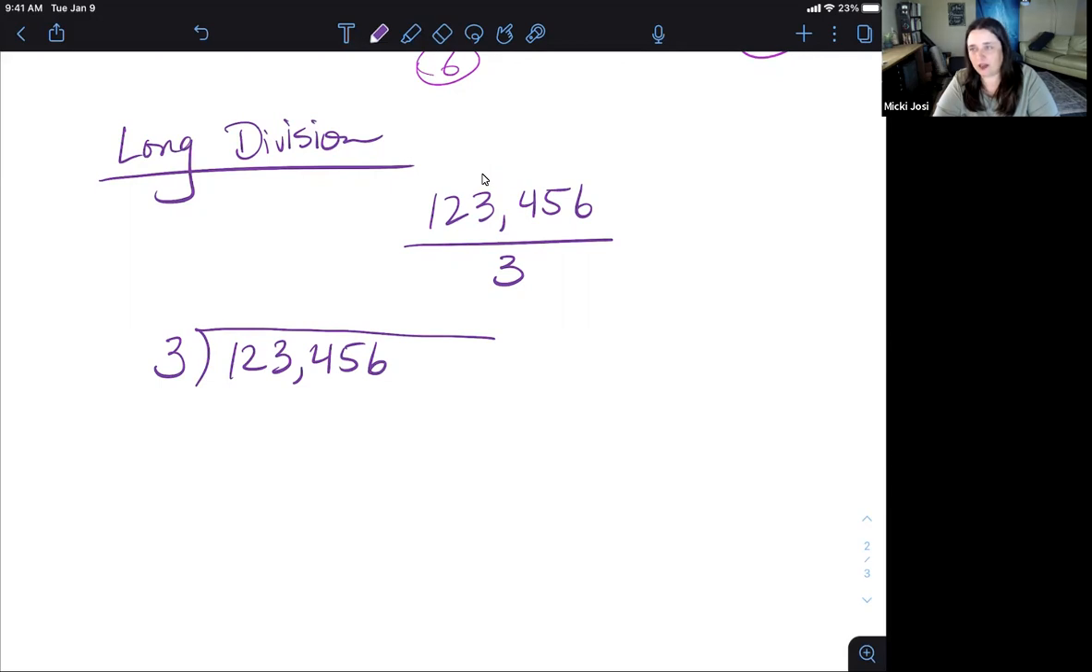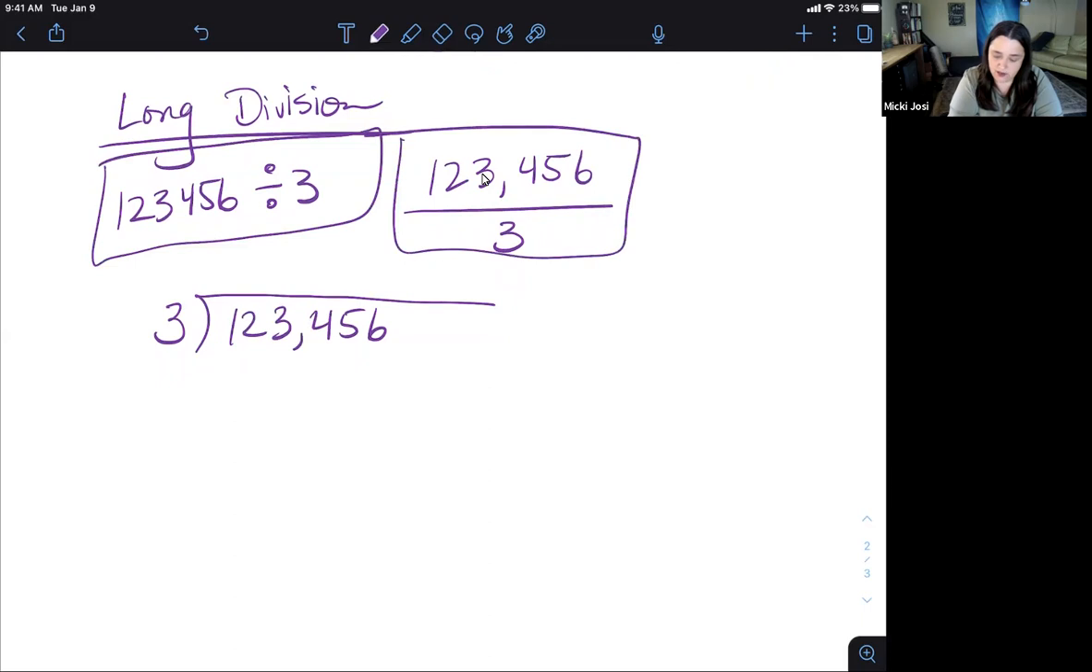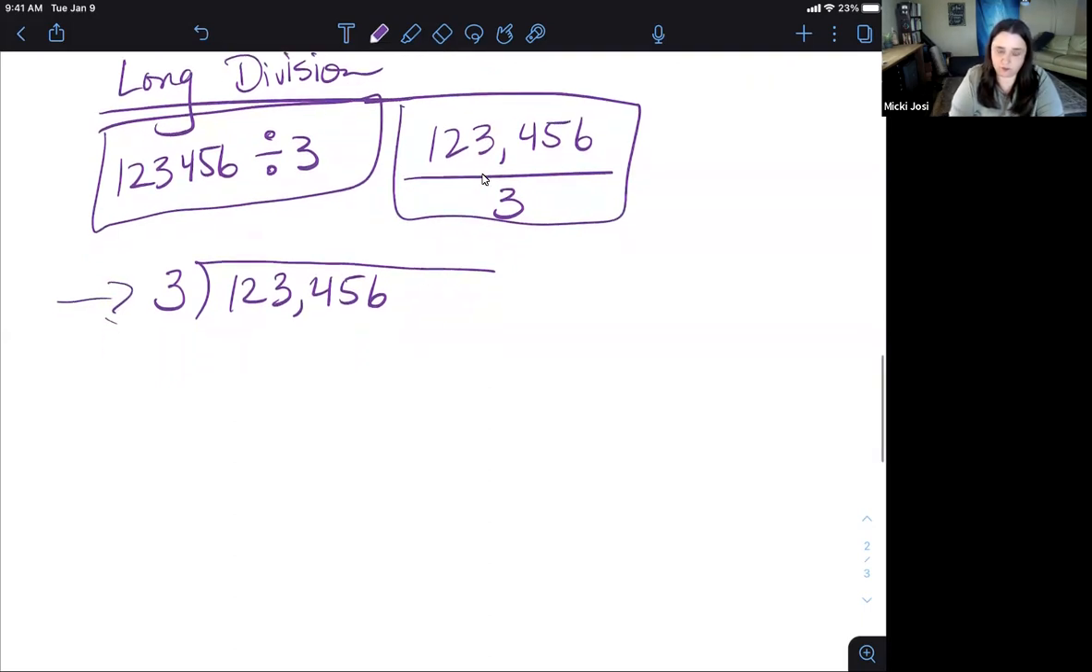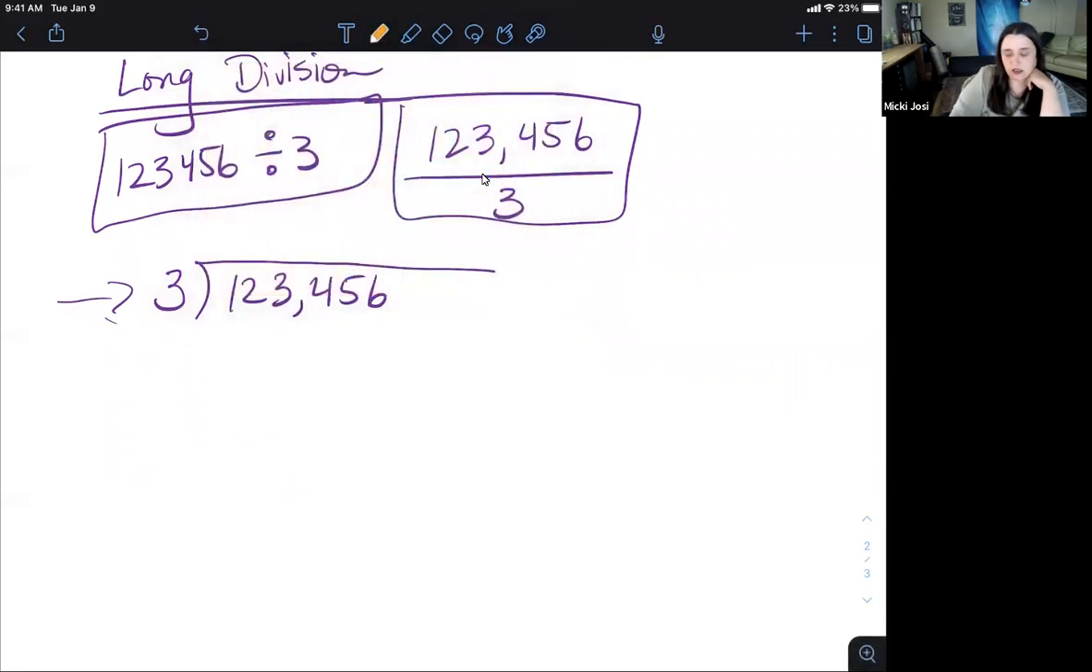That's how we read the number with place value, right? So 123,456 divided by 3. These are all different ways you can write this division problem. There's this way that means divide, there's this way that means divide, and then this is how we set it up for long division.